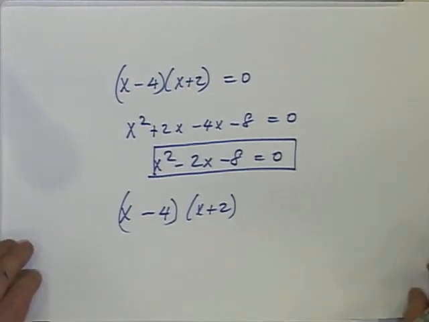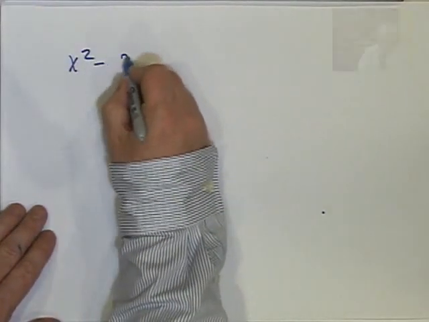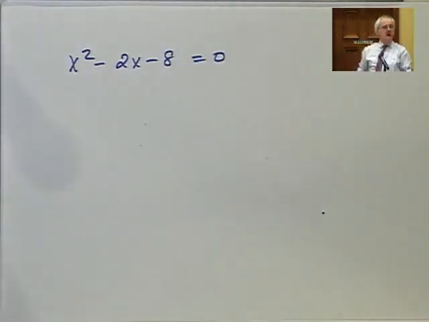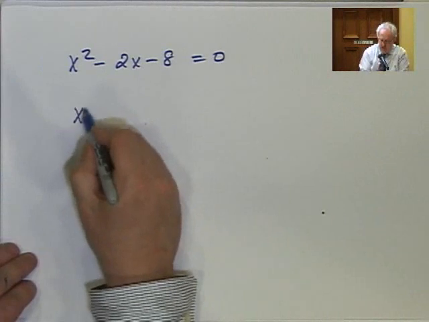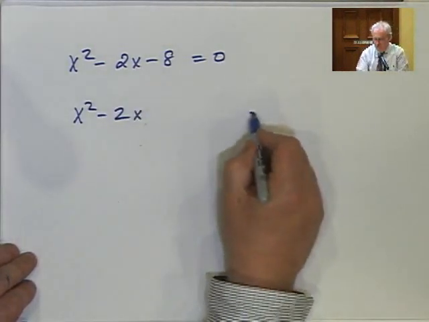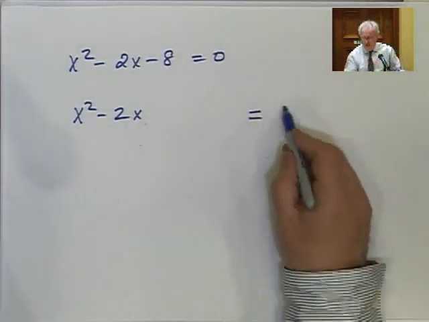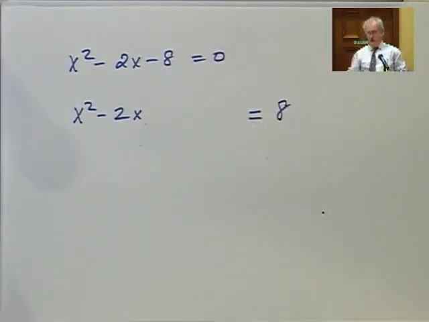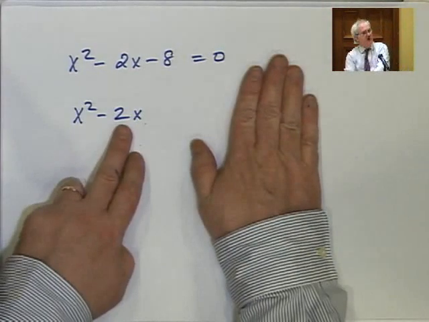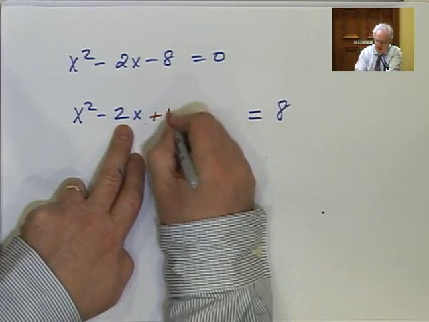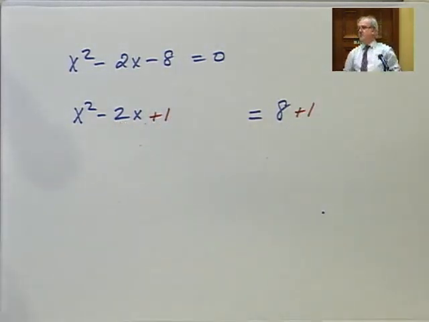There's a third way to get the roots as well. Let's imagine that they gave you the question x squared minus 2x minus 8 is 0. Another way of doing it is to say x squared minus 2x equals something. Probably if I took the 8 over, I'd get 8 here. Is that okay? What's half of 2? 1. So what I do is I add plus 1 there and plus 1 there. Okay?